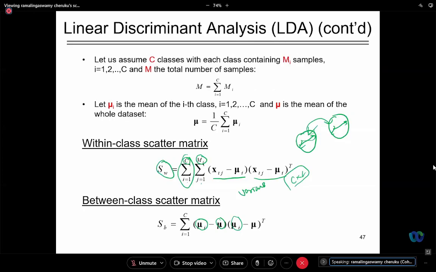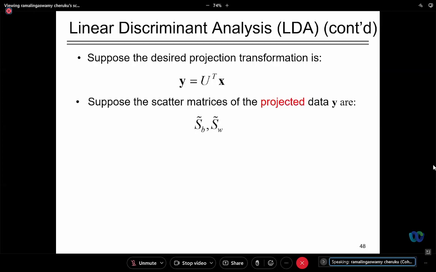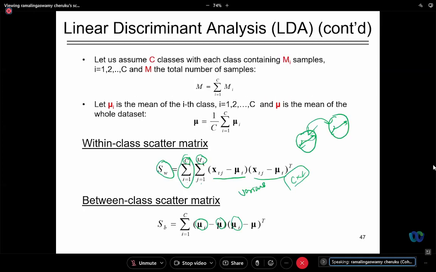Now, suppose the desired projection transformation is... so this is denoted as SB. So we have the within-class and between-class scatterness.